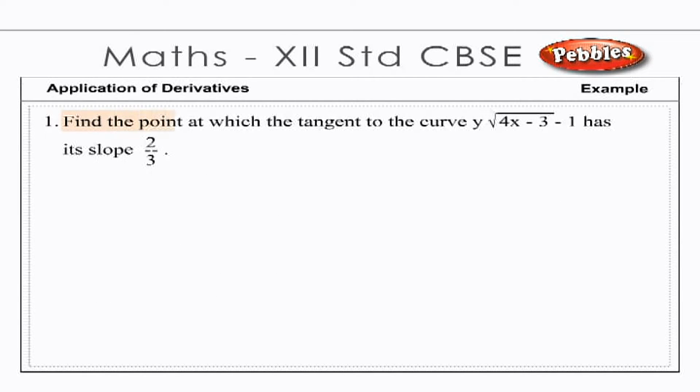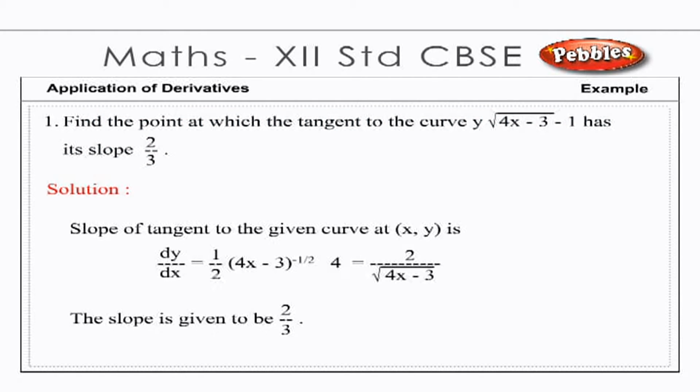Find the point at which the tangent to the curve y = root of (4x - 3) - 1 has its slope 2/3. Solution. Slope of tangent to the given curve at (x, y) is dy/dx = 1/2 (4x - 3)^(-1/2) into 4 = 2/root of (4x - 3).